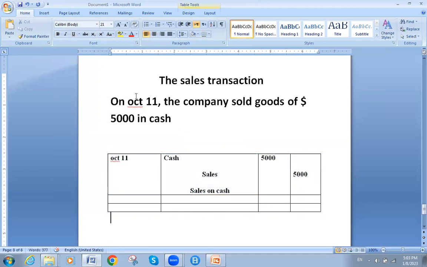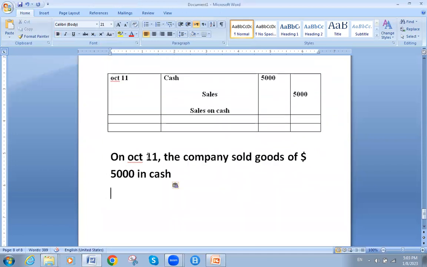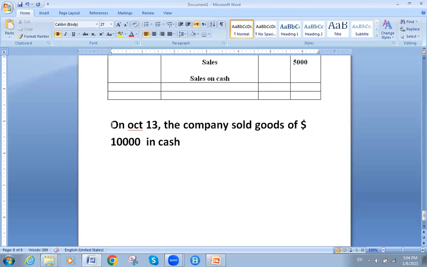And I want you to write one exactly like it. So I will copy it with Control and C, and I want you to do one exactly like it. I will change only the date: it will be October 13. The company sold goods of 10,000. The purpose only is to understand how to do the transaction. I will keep you working on this exercise for around 4 or 5 minutes. So please do it. Thank you so much.